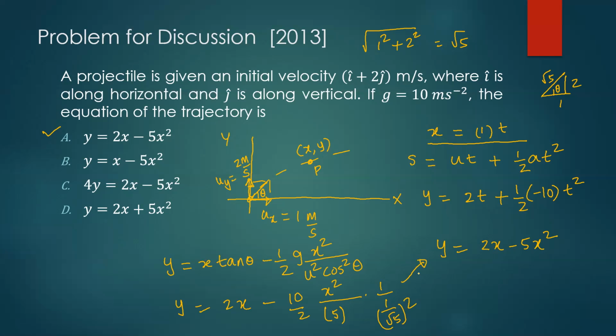So very good. Now, do you also remember there's another useful form of this trajectory equation? Keep that also in mind. So if you have y is equal to x tan theta minus half g x square by u square cos square theta. So the other form is also sometimes very convenient.